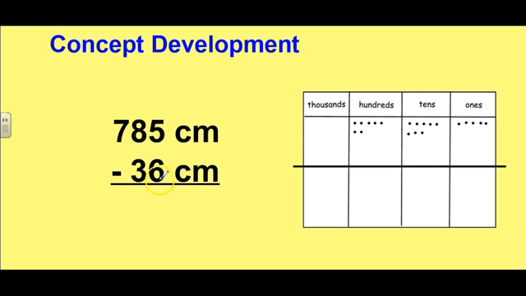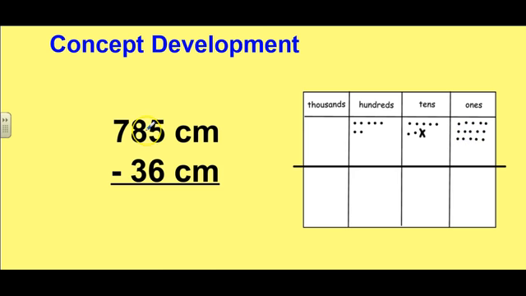So we start in the ones place. I see that I have 5 ones and I need to take 6 away. You can't take 6 away from 5, so that means we're definitely going to have to borrow from the tens place. Since we didn't have 6 here to take away, we're going to go borrow. So we're going to take 1 ten away, and that is going to give us 10 ones. So we're going to add 10 ones over here.